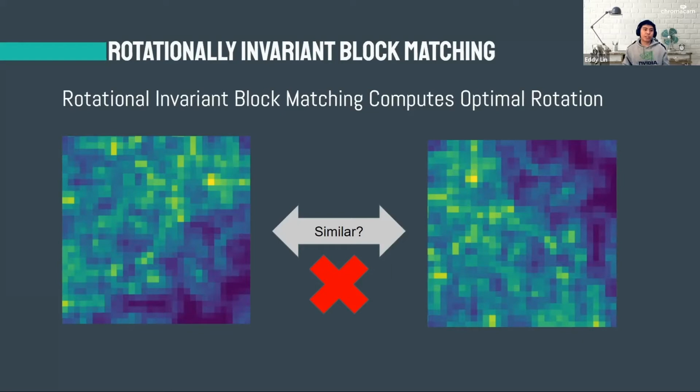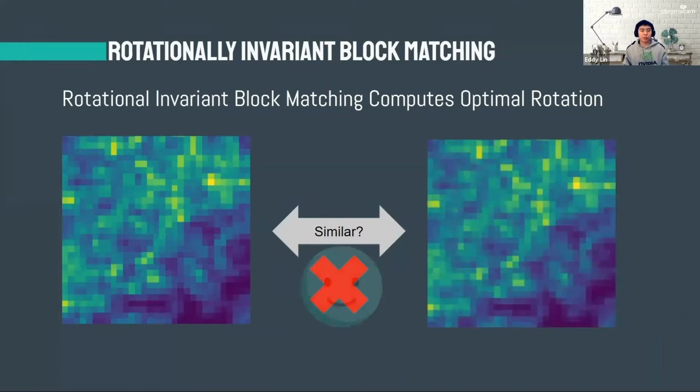That is called rotationally invariant block matching, RIBM. Rotationally invariant block matching will compute the optimal rotation to get the volume on the right to look like the one on the left. So then we say, hey, these do look similar. Now, as you can see, we have more data in that 4D stack to choose from and more redundancy, so that we can get an even better denoised image as a result.